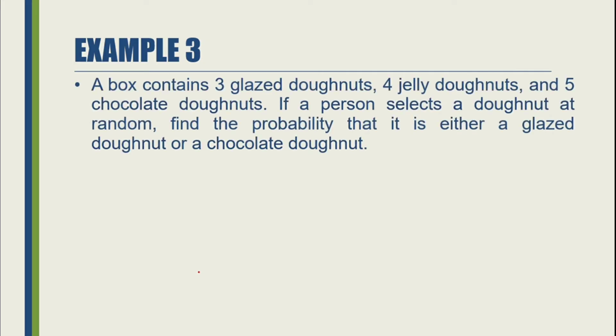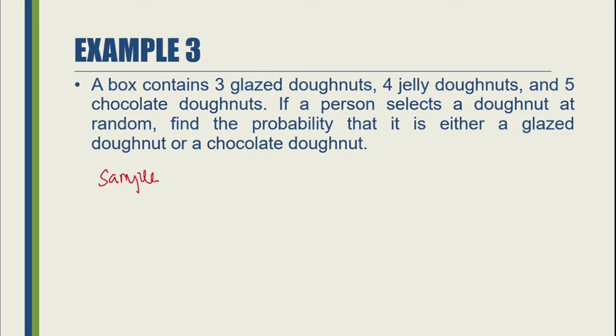Okay, so let's proceed with example number 3. A box contains 3 glazed donuts, 4 jelly donuts, and 5 chocolate donuts. If a person selects a donut at random, find the probability that it is either a glazed donut or a chocolate donut. So the first thing that we're going to do is get the sample space.